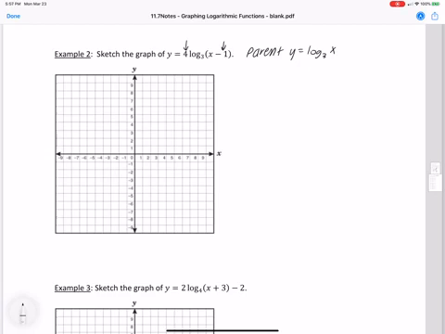Just like the transformations have been in our previous functions, we're going to see the same type of transformations in these functions. So the 4 would count as that vertical stretch, and that 1, because it's inside with the x, would count as our horizontal translation, and that horizontal translation would move right 1.